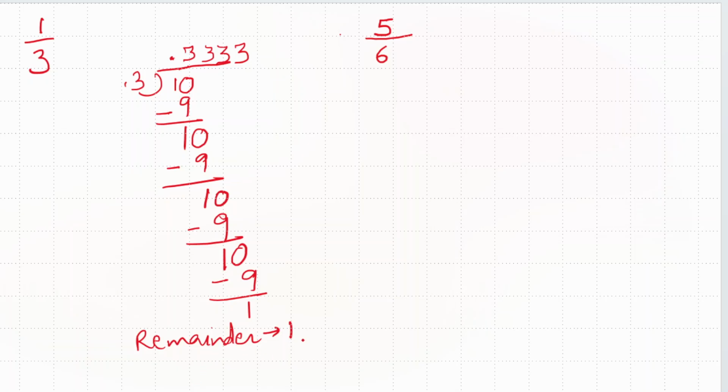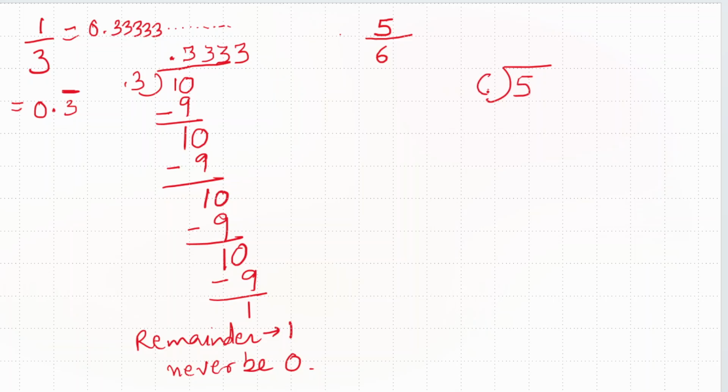And it will never stop. Your remainder will never be 0. Okay. So what is the decimal expansion of 1 by 3? It is 0.33333 and so on. This 3 is never going to stop. It will continue. We write it as 0.3 bar, bar over 3. Why? Because what is repeating? 3 is repeating.